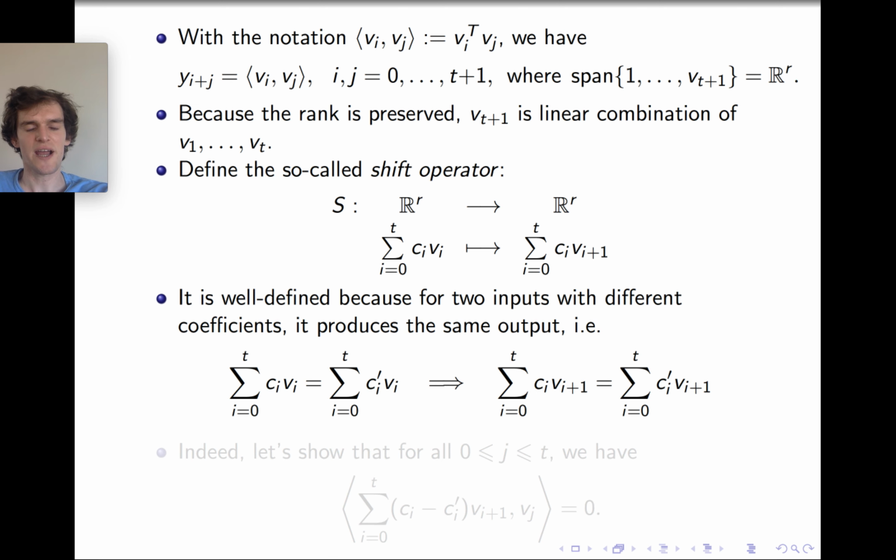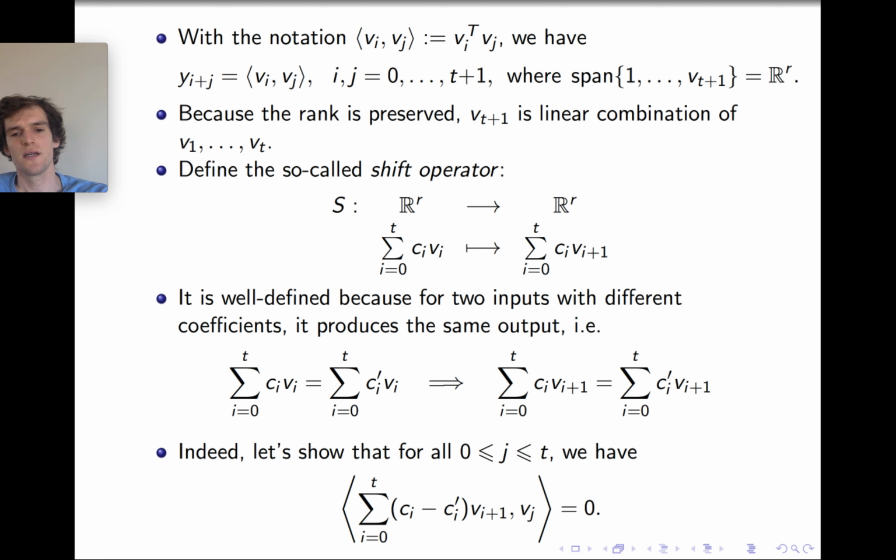Okay, and so we have to check that it is well defined. In other words, we need to make sure that for two different inputs of coefficients, it should produce the same output. Because technically you could imagine, for one element of R^r, there may be different coefficients, say C and C prime, that represent it, but we need to make sure that there's a unique image so that it's actually a function. And so we need to prove this implication. Okay, so let's show that.